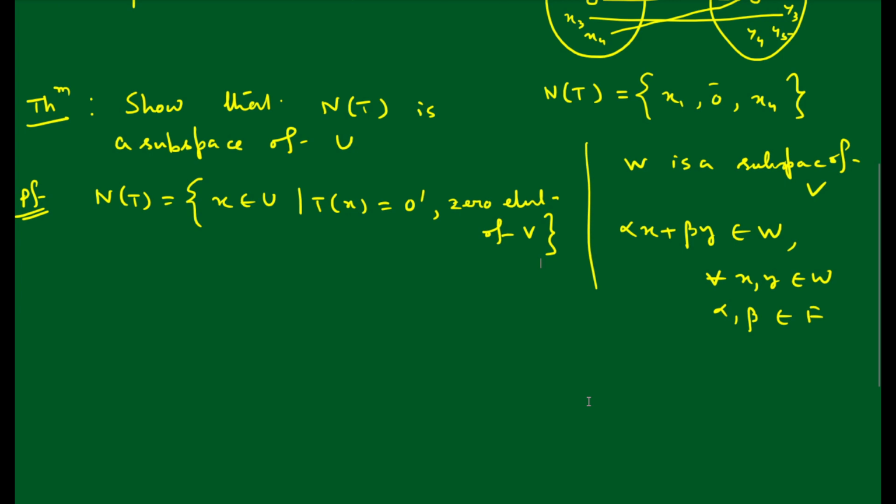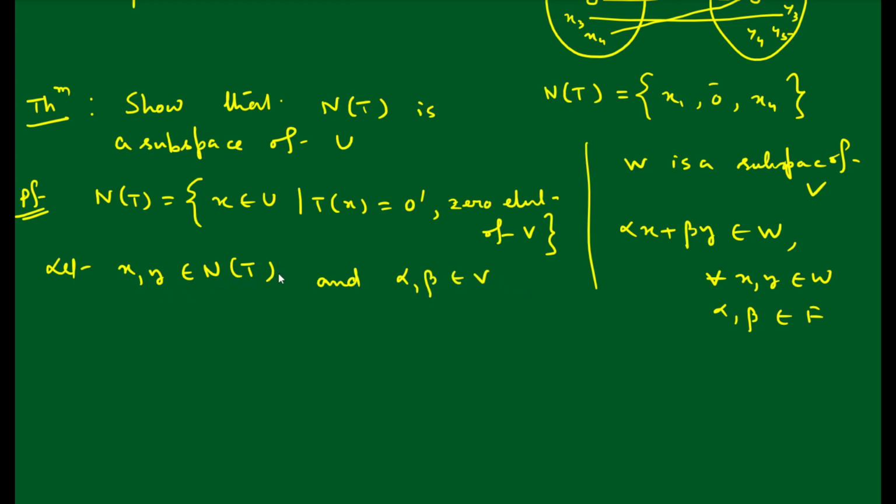T is a linear transformation from U to V. Okay? U to V. So to show that this is a subspace, हमें क्या करना है? We have to take two elements. Let x comma y belong to N of T, और दो स्केलर लेना है, alpha comma beta belong to what? V. It is very simple.